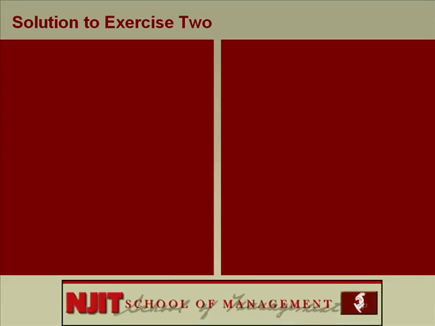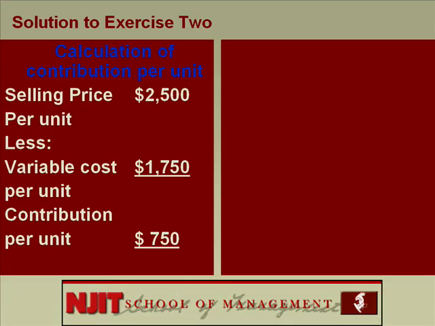The first step in any problem, regardless of whether they asked you or not, is figure out contribution per unit, because it's going to come in useful. So in this case, let's figure out contribution per unit. Here it is. The selling price is $2,500 per unit. The variable cost is $1,750 per unit. So the contribution per unit is $750.